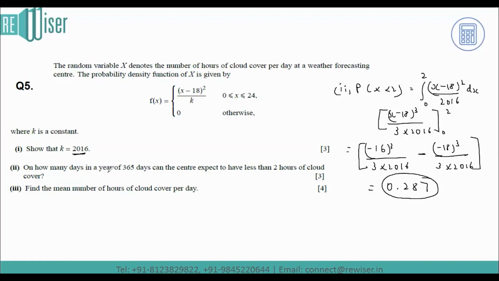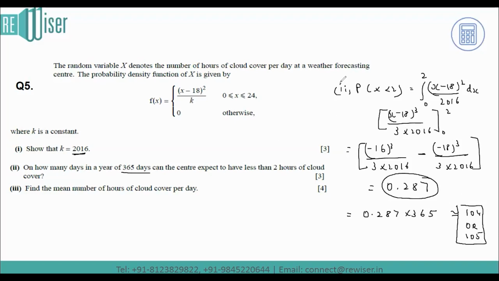Now they have asked for how many days, out of 365 days. To get the number of days, we'll multiply the probability value with the total number of days given. So the answer for this is approximately 104 or even 105. Both are valid answers for this particular question.